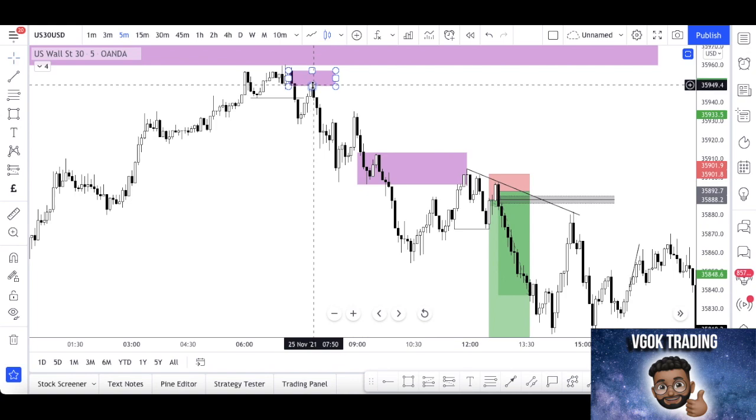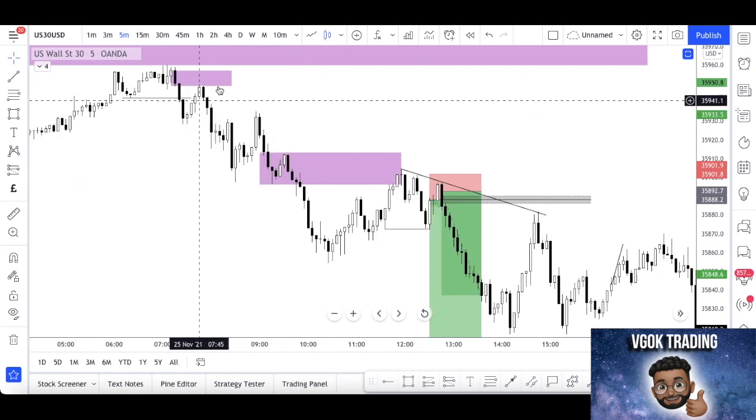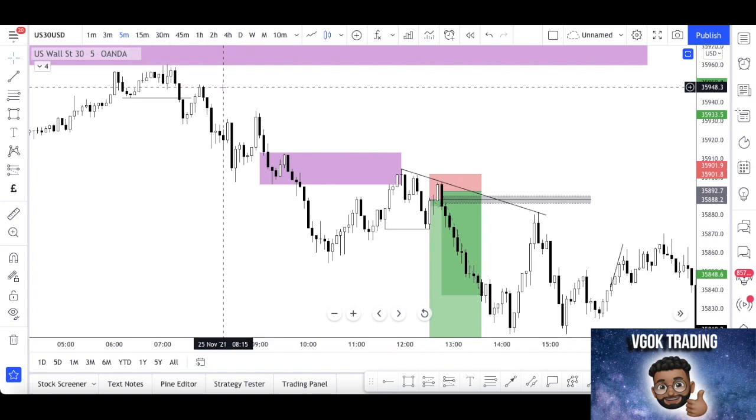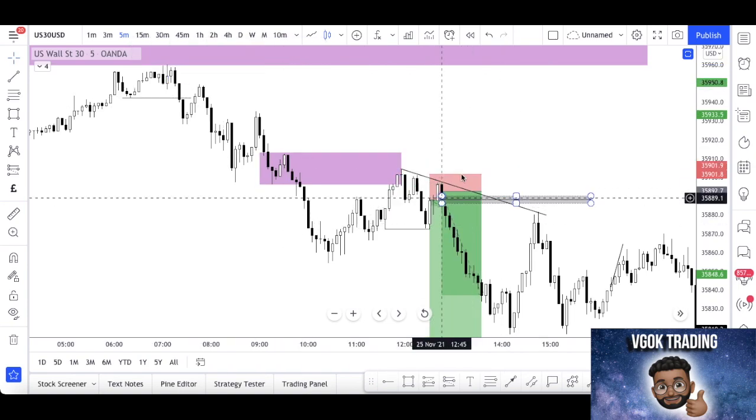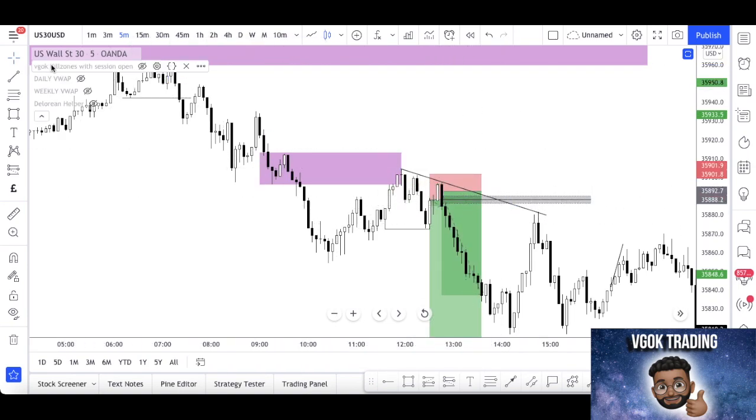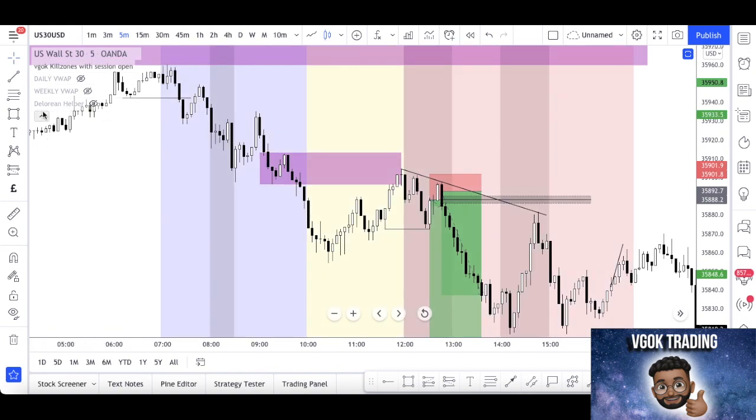Of course, this was at 7:50 in the morning, so I may not have been awake at that time. But looking at this as we continue, obviously you can see the entries which I looked to take over here, and at this point I'm going to put the kill zones back on so we can see the time of day.